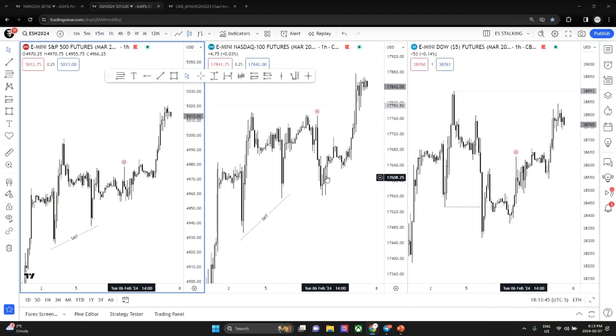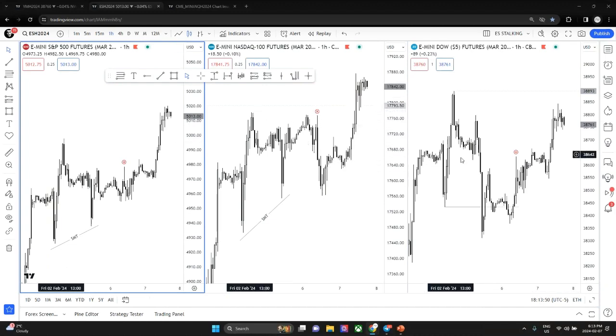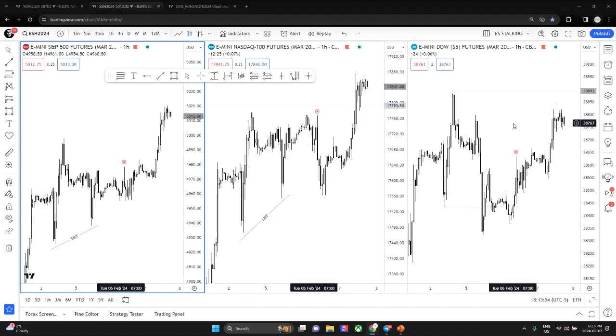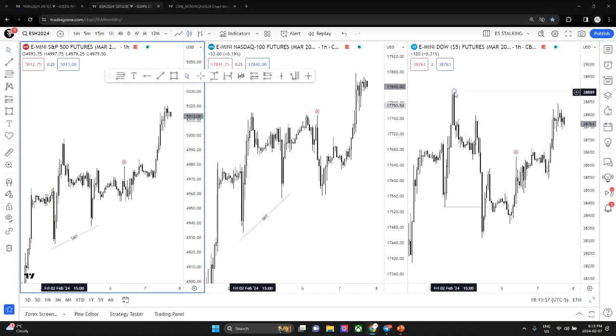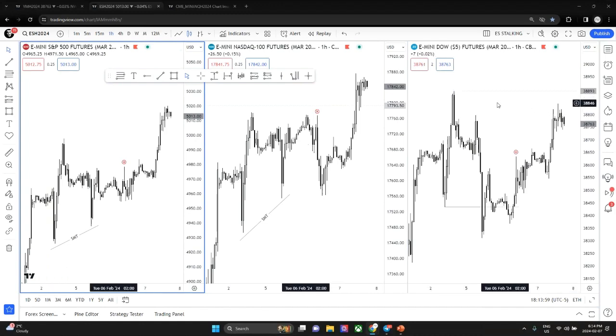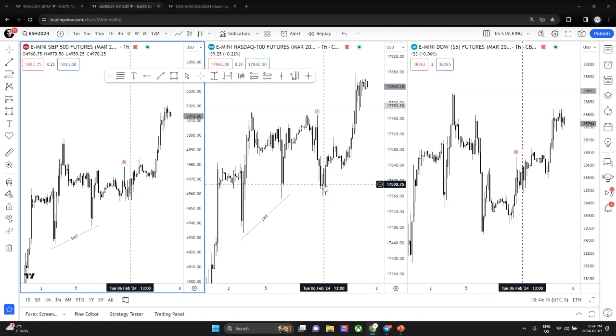After this, we had all this chop, and then we had price attack these highs and these highs while forming SMT, right? So this failed to go above this high. So right now we have SMT between the Dow, NASDAQ, and the S&P 500, right? Even right here, we had SMT, these lows right here, right? Very close, but you can see it.